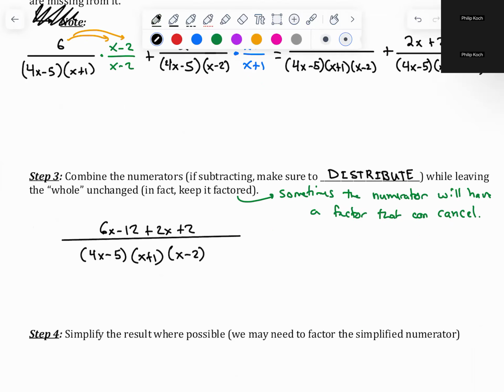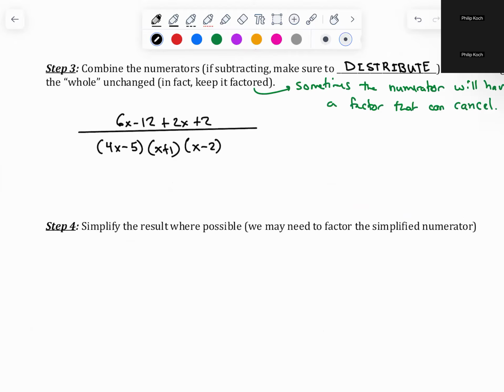And then the last step is to simplify the result where possible. We may need to factor the simplified numerator to see if anything cancels. So if we combine the like terms in the numerator, 6x plus 2x, that's 8x. Leave a little bit of space before writing 8x. And then negative 12 plus 2 is minus 10, divided by 4x minus 5 times x plus 1 times x minus 2.